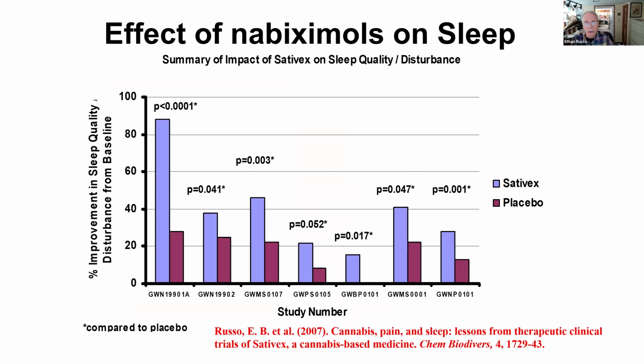And this is a depiction from an older article combining the various studies that were done in different conditions, spasticity in MS, pain in MS, neuropathic pain of a peripheral nature, etc. And you see the marked differences between placebo and Sativex on sleep quality as judged by the patients. If we extended this to more modern studies, I'm sure that you would see similar benefits.